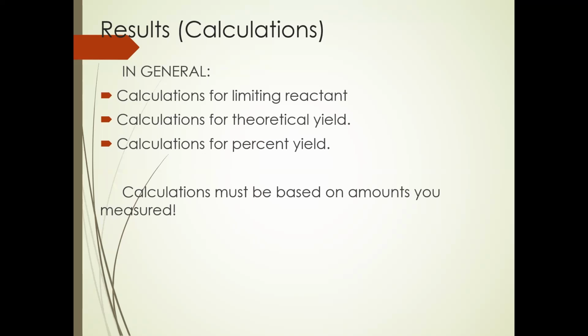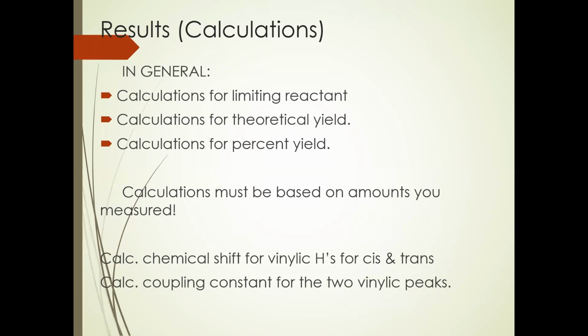So if you do your limiting reactant calculation for your phosphonium salt, for the KOH, and for the aldehyde, if each of those calculations is a theoretical yield calculation, you've already done theoretical yield. You don't need to show it a second time. That's part of your limiting reactant calculation. For this experiment, you do have 2 more calculations you need to show. You do need to show the calculation for chemical shift for the cis and trans hydrogens, and also the coupling constant for the 2 vinylic peaks in your spectrum.